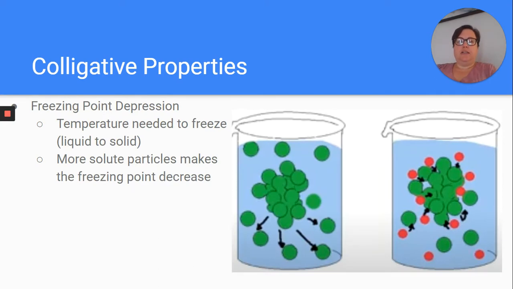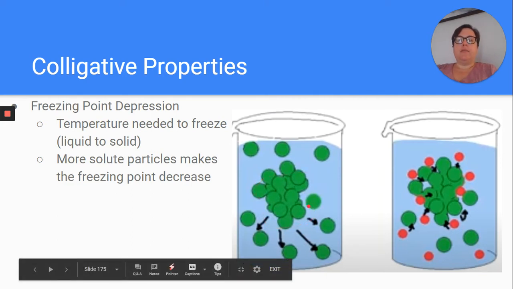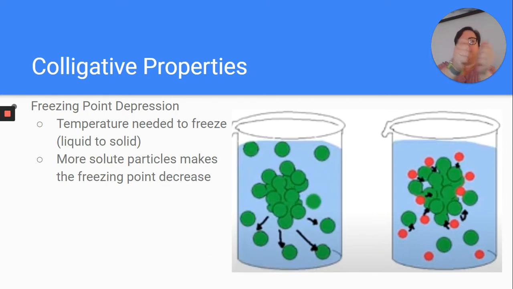Freezing point depression. The freezing point also goes down as you add solute. Remember, freezing is the liquid turning into a solid, so the molecules have to get really close together. If you put something in between them, the solute, it's harder for those molecules to slow down and become a solid. So adding solute decreases the freezing point. You have to get to lower and lower temperatures before it actually freezes.